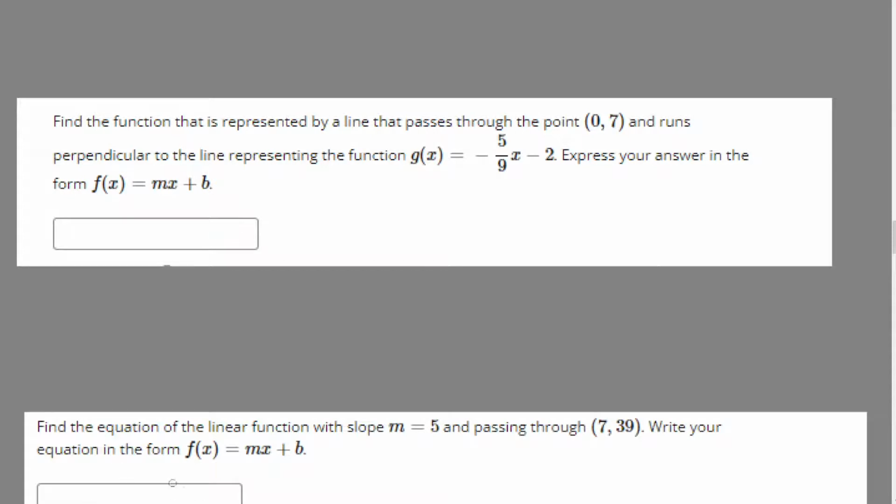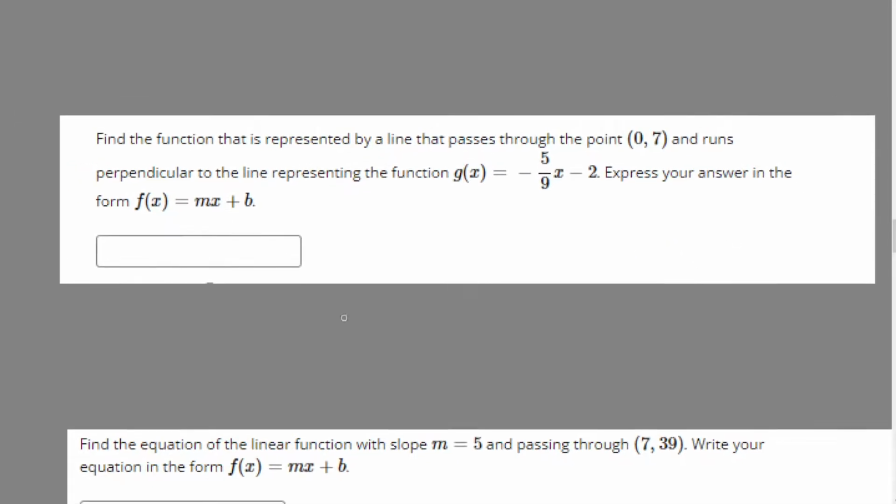Find the function that is represented by a line that passes through the point 0, 7 and runs perpendicular to the line representing the function g of x equals a crazy function. Express your answer in slope-intercept form. If you are confused by what I'm doing with this problem, I recommend you go back and watch the video called, one second. Okay, yeah, the title is 2.1.2, parallel and perpendicular lines. So I recommend you visit that one if you are confused.